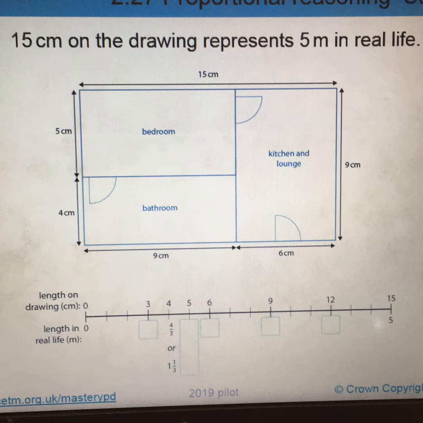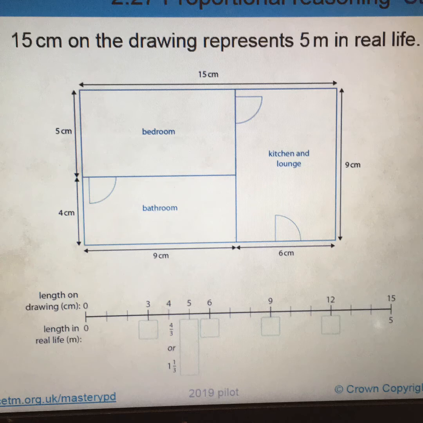If you become an architect or maybe a designer or an engineer, these are the kind of plans that you will be looking at or even drawing yourselves to design houses and different buildings. So 15 centimetres on the drawing represents 5 metres in real life. So write that ratio down.